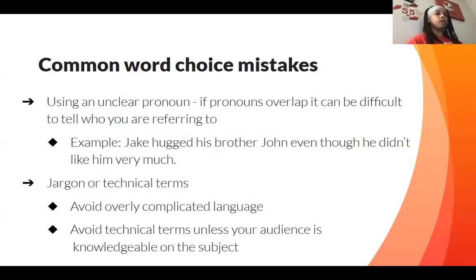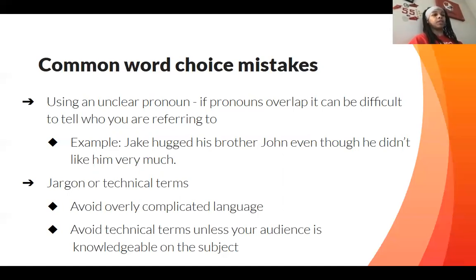Common word choice mistakes again: using an unclear pronoun. If pronouns overlap, it can be difficult to tell who you are referring to within your writing. An example would be, Jake hugged his brother John, even though he didn't like him very much. Because of the overlapping pronouns, we're not sure who didn't like who very much. We're not sure if it was Jake that didn't like his brother very much, or if it was John that didn't like his brother very much. It just makes things kind of confusing.